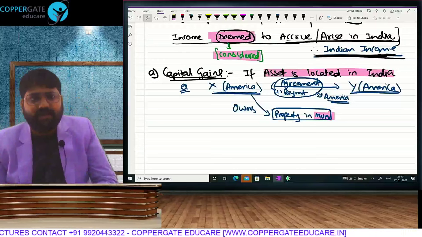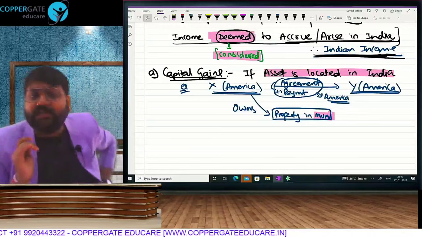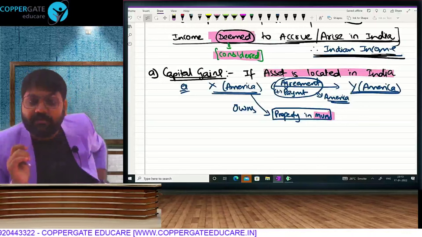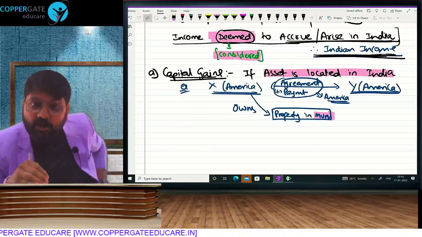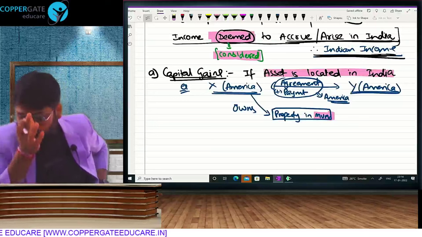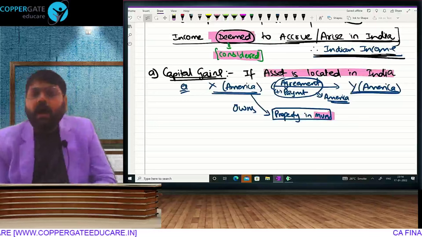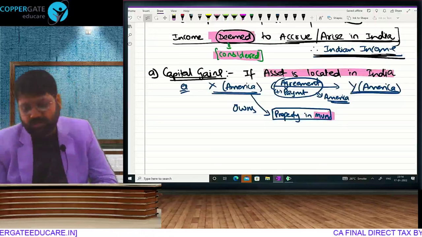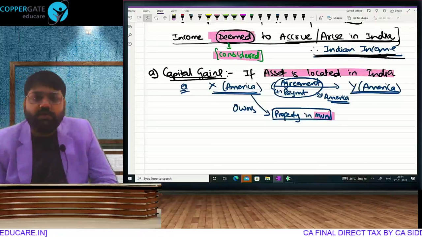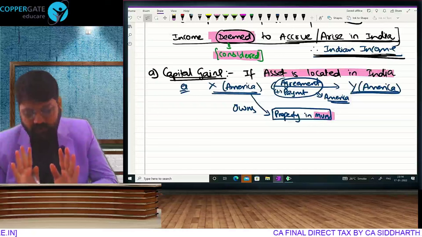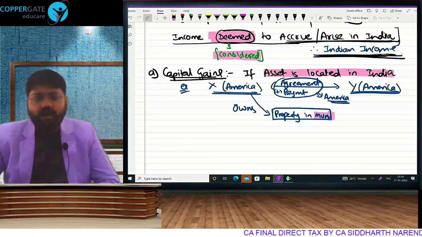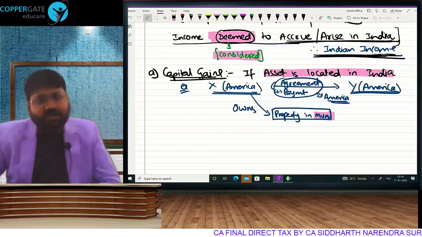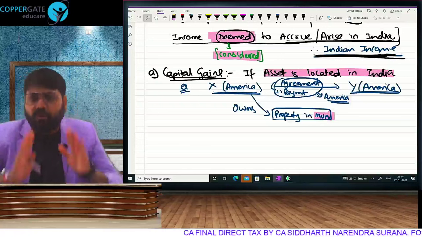Will Mr. X pay tax on this capital gains in India? Wait, Mr. X is a non-resident. Will he pay tax? You are saying yes, he will pay tax, non-resident. But how will Mr. X pay tax? How will the government be able to collect? Good question. Can you answer my question first? Then I will answer your question. Question is what I have taught you as per that.